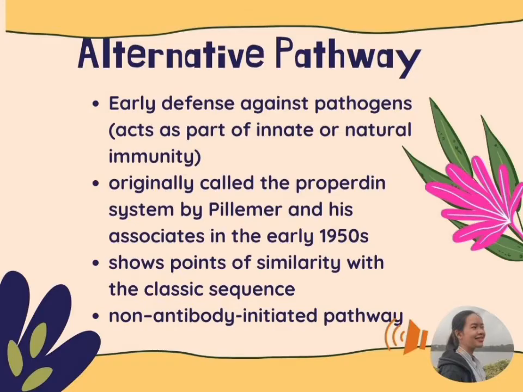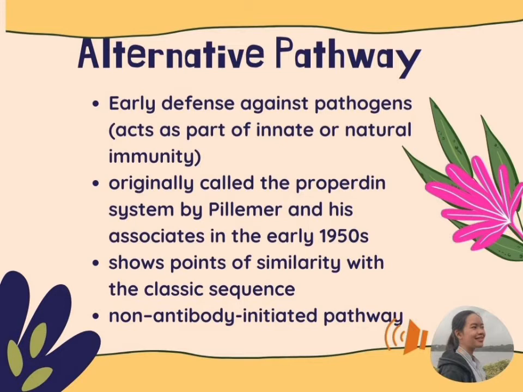Moving on to the alternative pathway, pathogens can be destroyed in the absence of antibody by means of the alternative pathway, which acts as part of innate or natural immunity. This pathway is important as an early defense against pathogens. Phylogenetically, this represents the oldest of the C3 activating pathways. It was first described by Pillemer and his associates in the early 1950s.